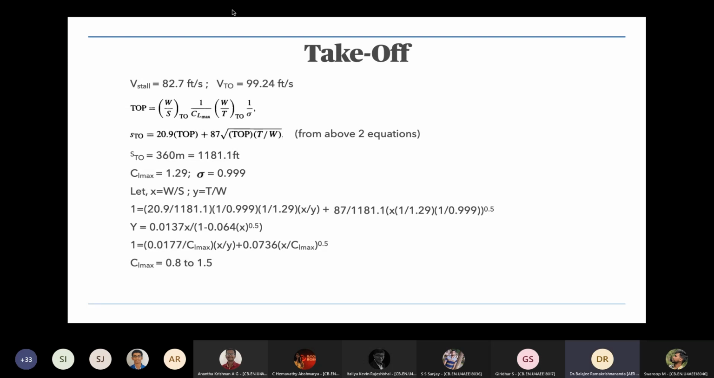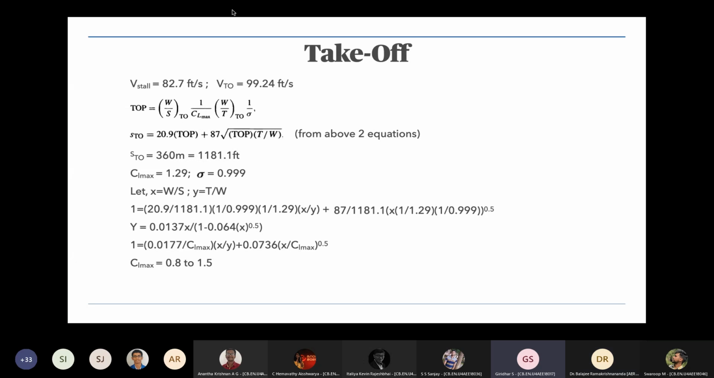Sir, I think you gave it as runway length only. We mentioned it wrongly in the slide. Takeoff length is 60% of runway length. Yes, sir. So takeoff length is 360 meters, and the CL max that we took from the reference was 1.29, and sigma also we assumed. You make it 1.3. Okay, sir, 1.3, and sigma that we assumed was 0.99.